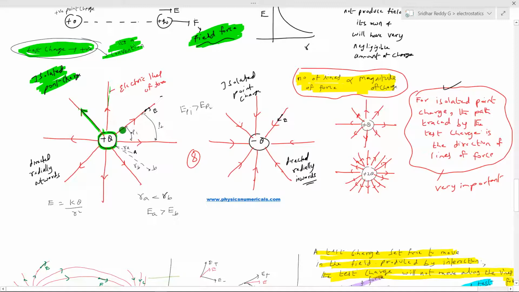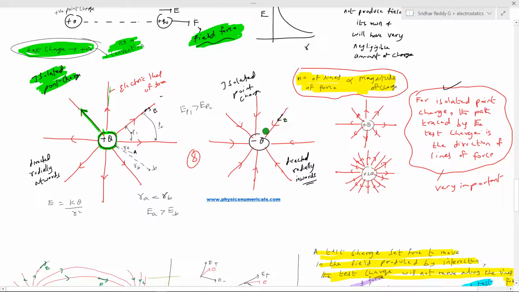Okay, now let me put it. So the test charge, if I release it here, after some time will be here, after some time here, after some time here. This will be the position of the test charge. It will keep on moving, and how will it move? Along the lines of force.